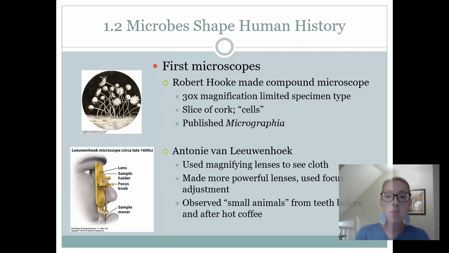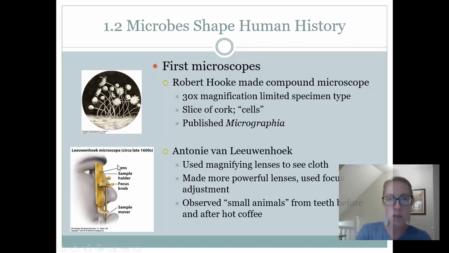But he was able to grind the lenses that he used in a different way. We still don't know exactly how he was able to create such precision lenses, but he was able to create these precision lenses that allowed for a higher magnification. Additionally, he was able to have a focus adjustment, and you can kind of see what this looks like.